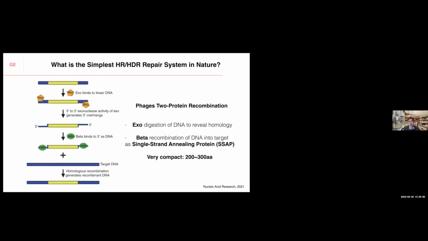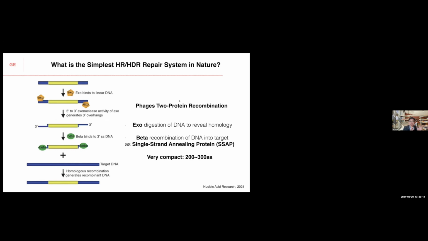One protein, called an exonuclease, will bind to, in this case, a linear DNA, but it can also be other types of DNA. Essentially it binds to double-stranded DNA and reveals single-stranded ends at both ends of the DNA. The single-strand region will need to carry homology to a target sequence. Then the core activity is the single-strand annealing protein shown in green, sometimes called beta, because alpha and beta were the proteins originally described in that phage.